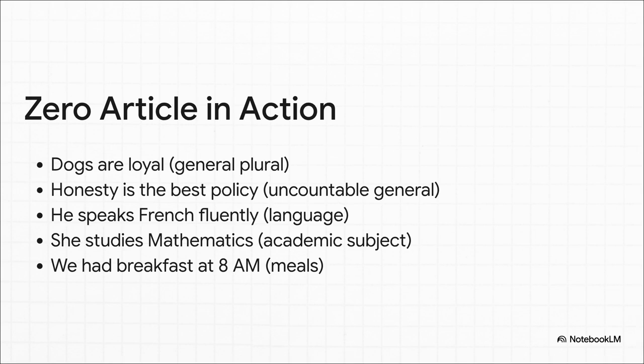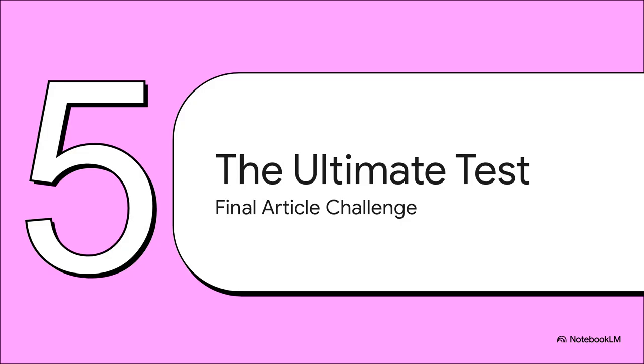Let's actually see the zero article in action. Dogs are loyal. We mean dogs in general, not a specific pack of dogs sitting in front of us. Honesty is the best policy. Honesty is an uncountable concept. Then we have languages, academic subjects, and meals. He speaks French. She studies mathematics. We had breakfast. Adding an article to any of these examples would incorrectly restrict their meaning, turning a sweeping, general statement into an uncomfortably specific and grammatically incorrect one. And hey, that's exactly why our example at the very beginning of this explainer, she studies the mathematics, was dead wrong.